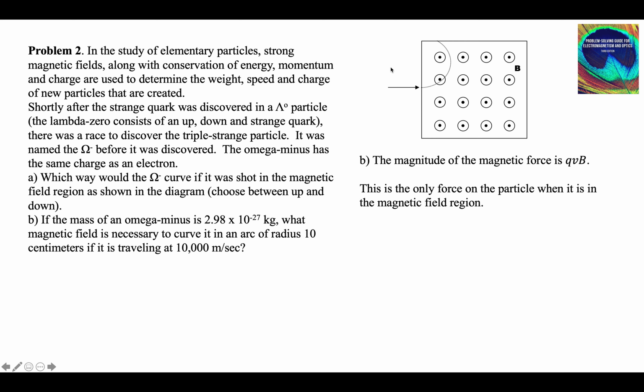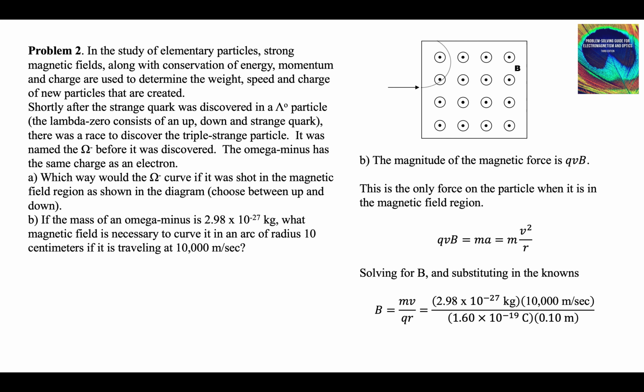There might have been some crossed E and B fields in the velocity selector, but once it's in the field region, the magnetic field force is the only one on the particle. So QVB is MA, and A is V squared over R because it's moving in a circle. And we can solve for B by substituting in the knowns. B is mv over qr.